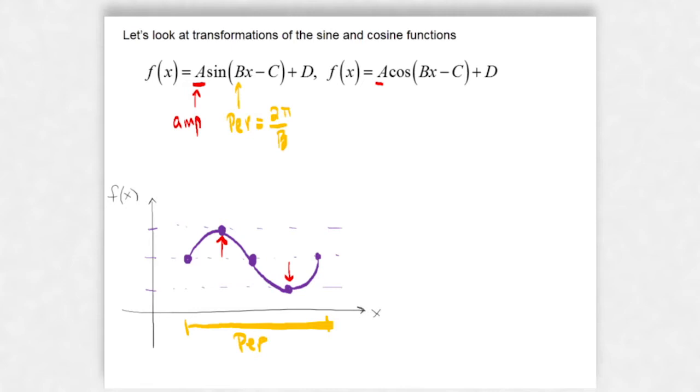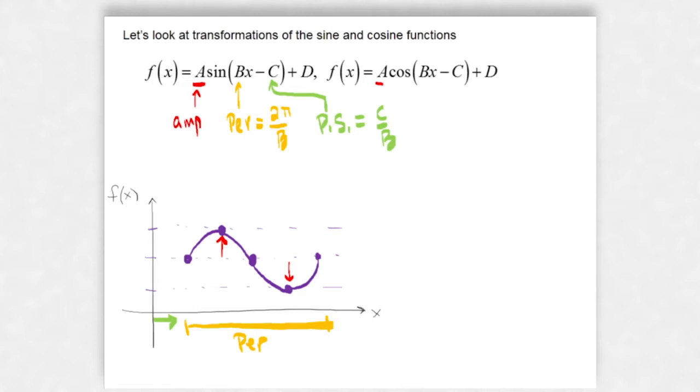Next we see a C, don't we? We do. We see a C. And what C does is C allows us to find the phase shift, which I'll label PS. And the phase shift is C over B. And that's just your distance from the origin, either left or right, to the start of one period.